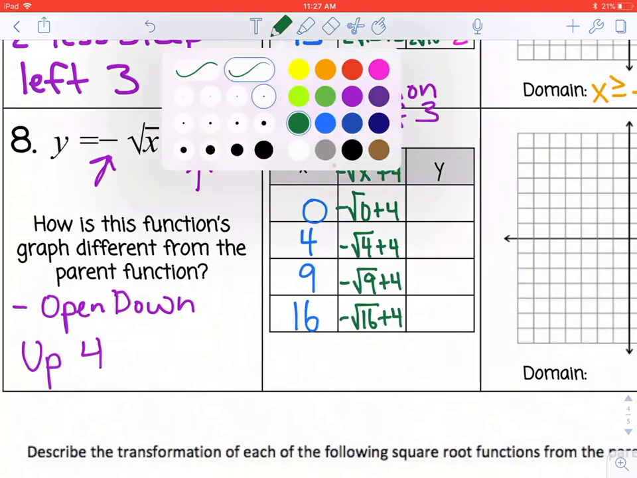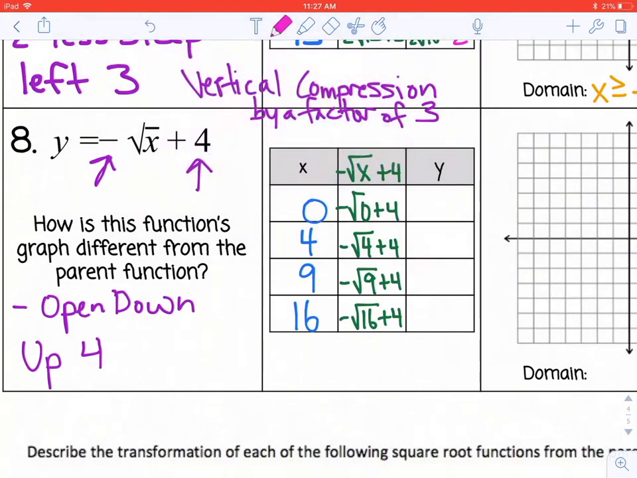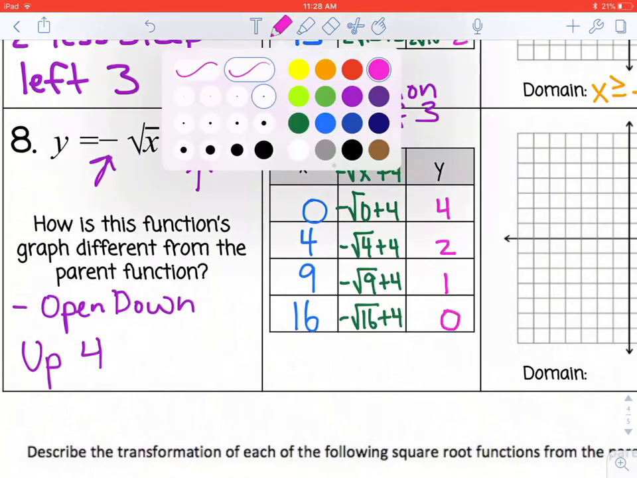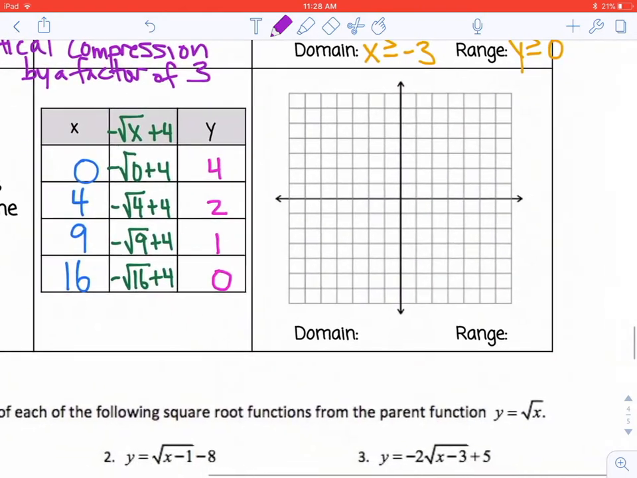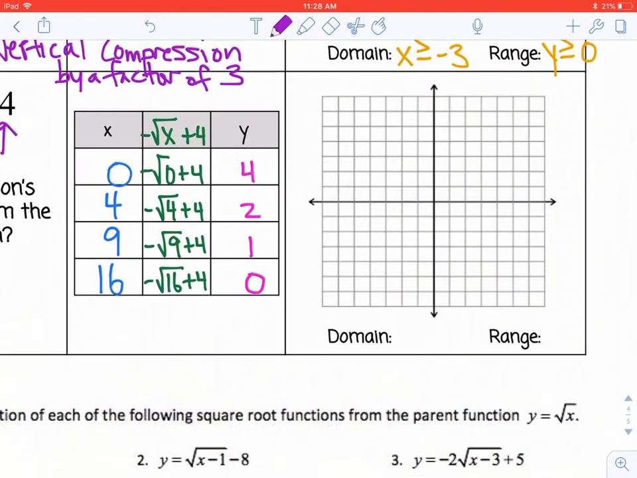Negative square root of 0 plus 4 would just be 4. Negative square root of 4, so that's -2, plus 4 is 2. Negative square root of 9 would be -3, plus 4 is 1. And negative square root of 16 would be -4 plus 4, which is 0. And then we just plot those points. So we have 0, 4.